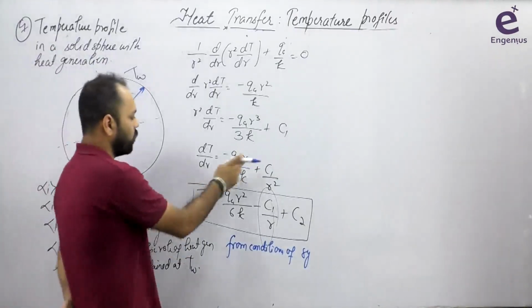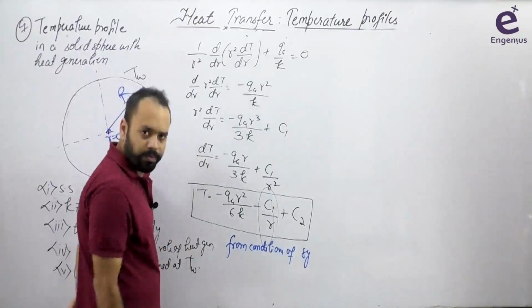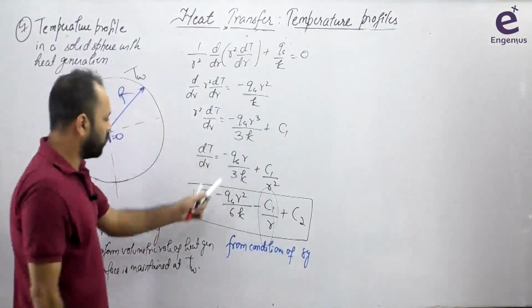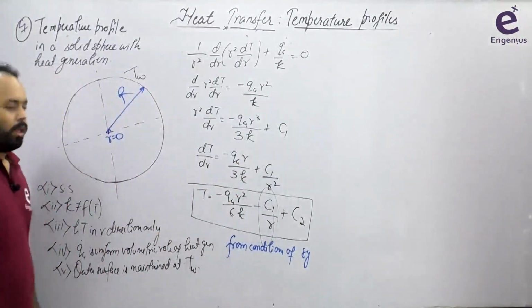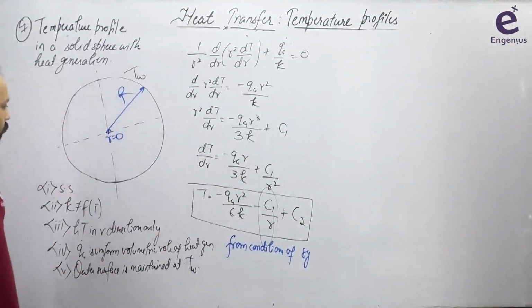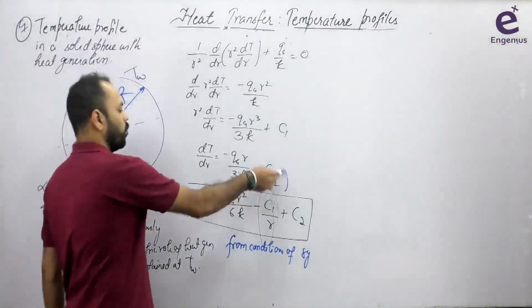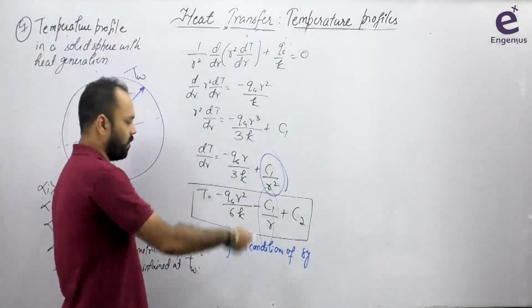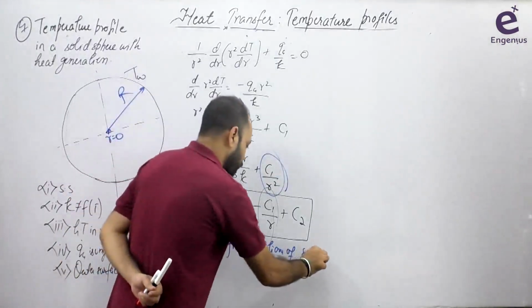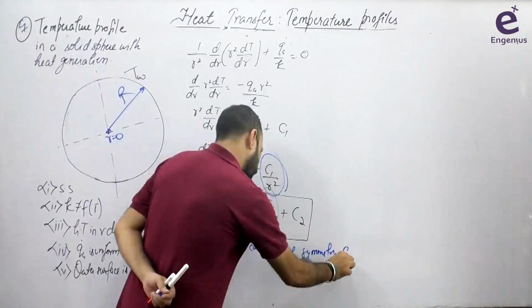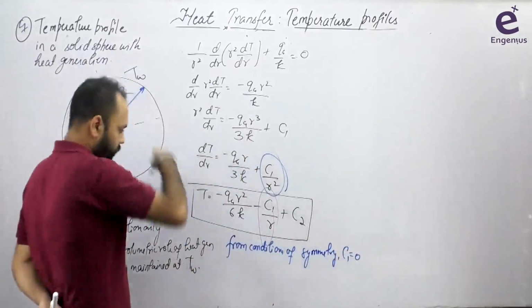What is dt by dr? This. How can this be 0? For this term to be 0, the C1 term must vanish. For dt by dr to be 0 at r equal to 0, this C1 term should not be there. This entire term should not be there, which is possible if C1 is 0. So from the condition of symmetry, C1 is equal to 0.